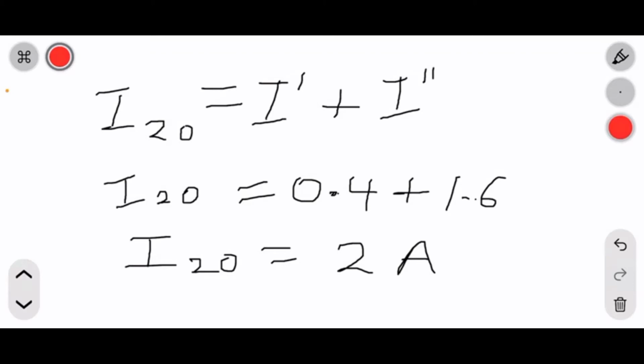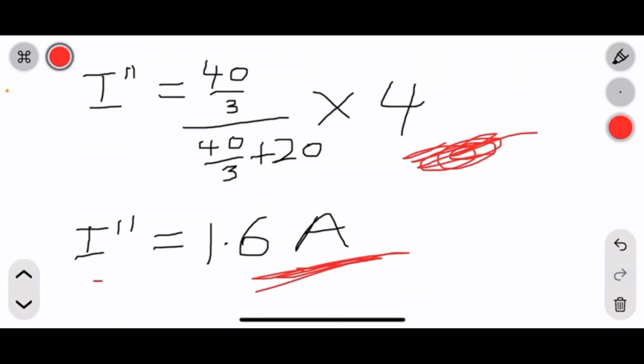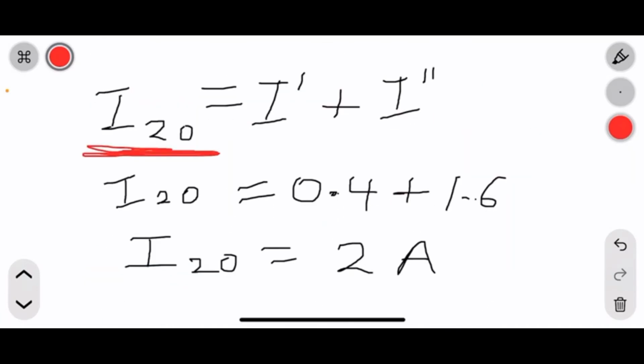That's why I said I20 here, that's the current flowing through the 20 ohm resistor, is equal to I prime plus I double prime. Remember, I prime was the current flowing through the 20 ohm resistor when the voltage source is acting alone, and I double prime is the current flowing through the 20 ohm resistor when the current source is acting alone. So we add the two, and then we find our I20, which is the current flowing through the 20 ohm resistor when both sources are acting together.